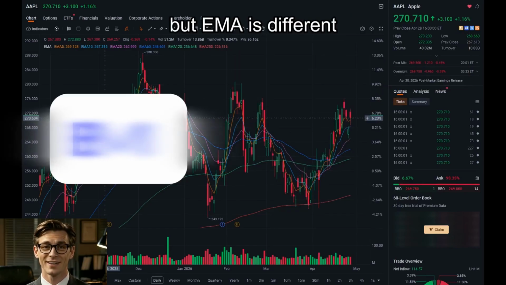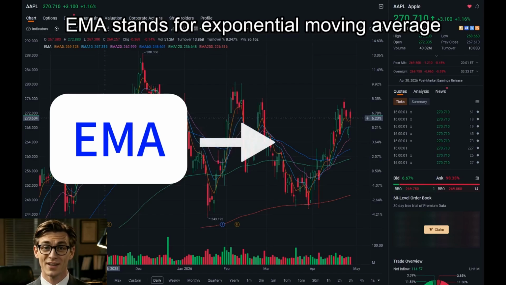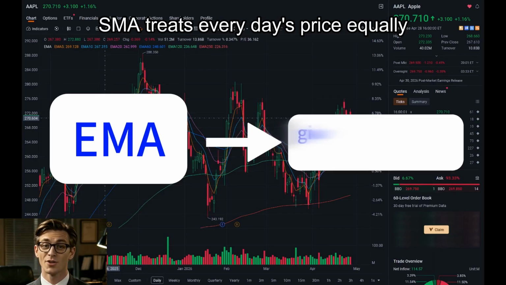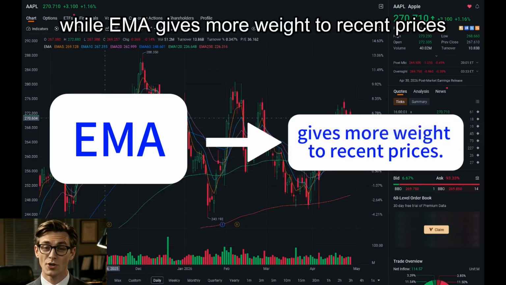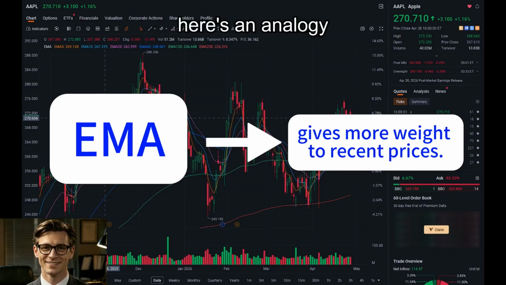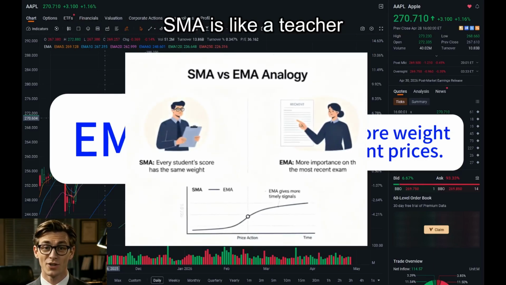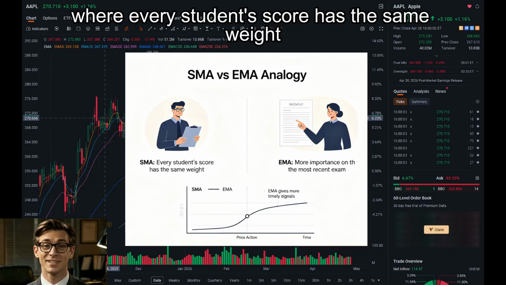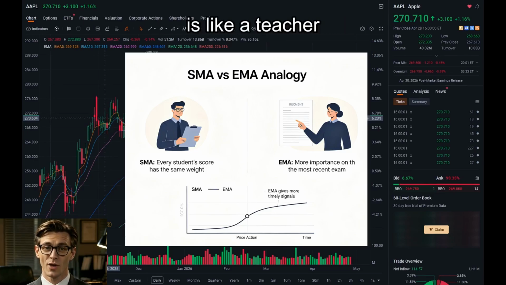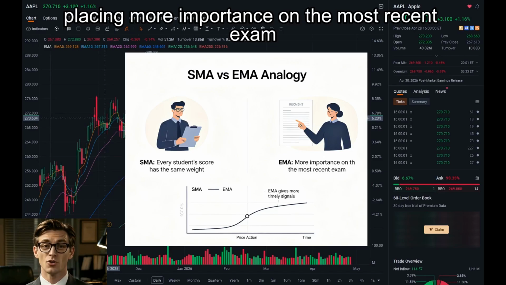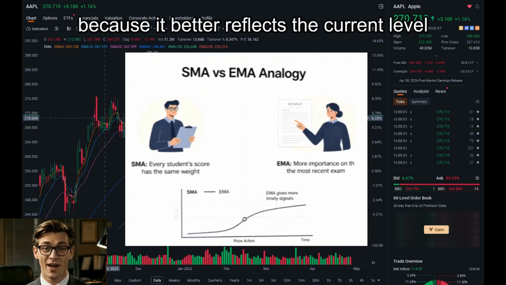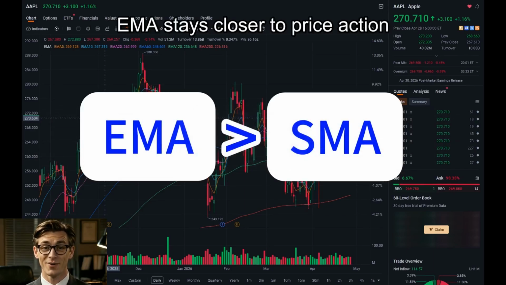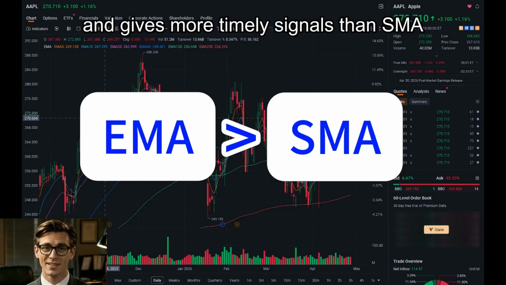But EMA is different. EMA stands for exponential moving average, and the key difference is this. SMA treats every day's price equally, while EMA gives more weight to recent prices. Here's an analogy. SMA is like a teacher calculating the average score of the whole class, where every student's score has the same weight. EMA, on the other hand, is like a teacher placing more importance on the most recent exam because it better reflects the current level. That's why, under the same parameters, EMA stays closer to price action and gives more timely signals than SMA.